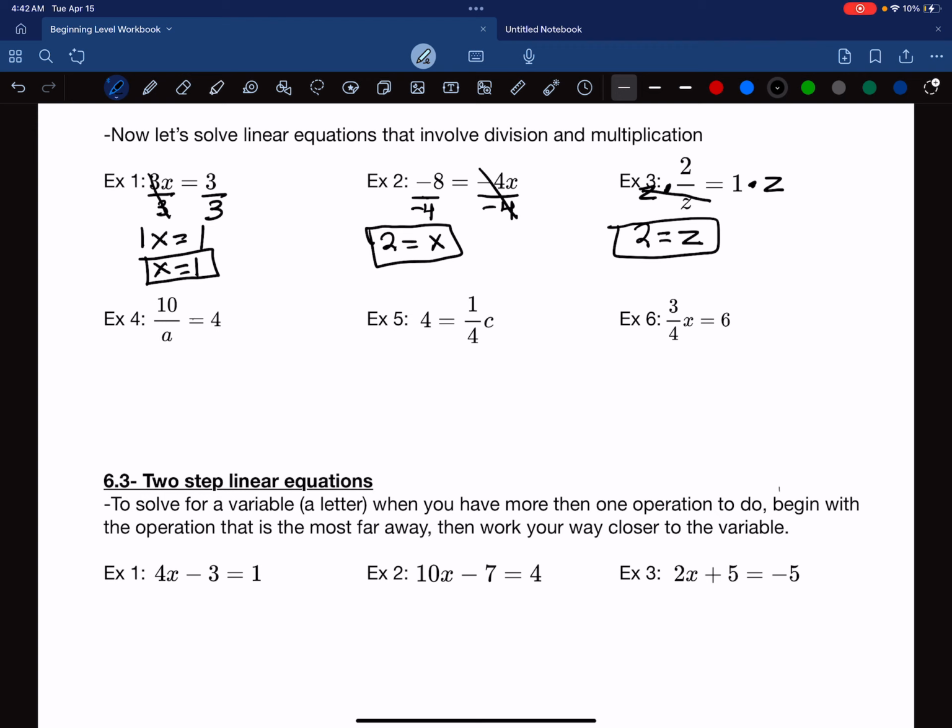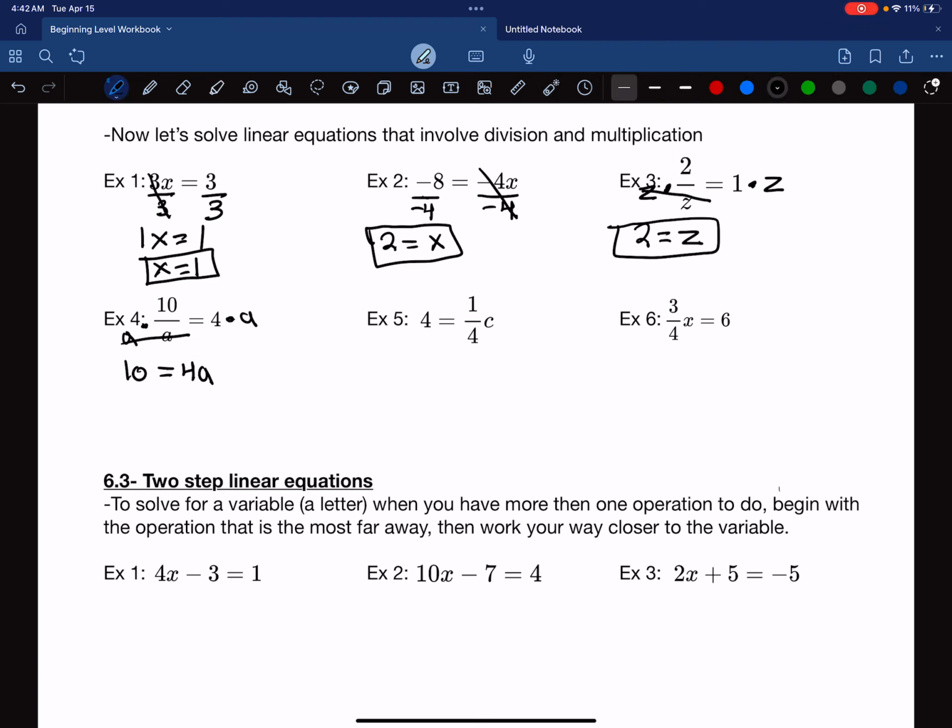Looking at example 4, we have 10 divided by a equals 4. So we're going to do the same exact thing we did here. We're going to multiply both sides by a to get this a out of the denominator. So these a's are going to cancel, and we're left with 10 equals 4a. However, in this case, we actually have an additional step because a isn't all on its own, which I do apologize for. I meant to only do one-step linear equations, but this is actually a 2-step linear equation. That's okay, because we can work through this.